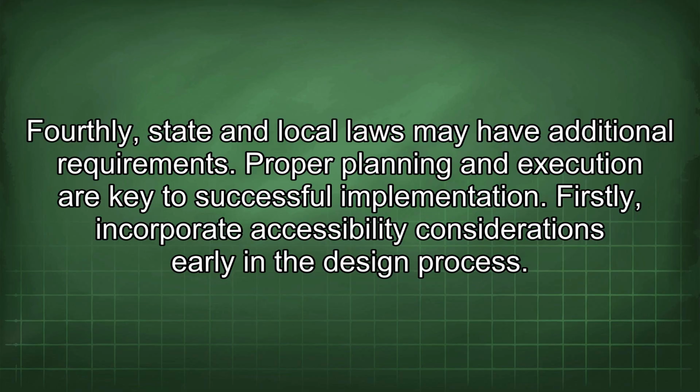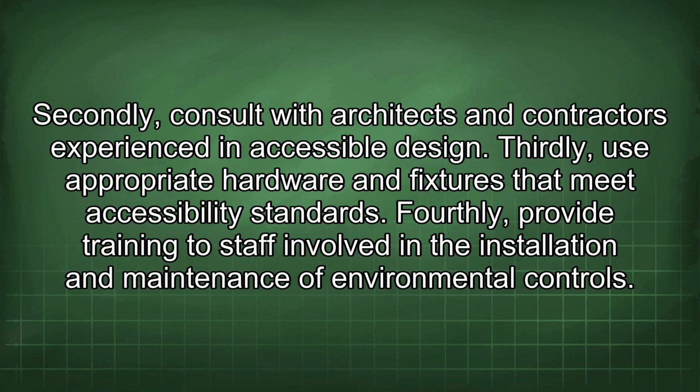Proper planning and execution are key to successful implementation. Firstly, incorporate accessibility considerations early in the design process. Secondly, consult with architects and contractors experienced in accessible design. Thirdly, use appropriate hardware and fixtures that meet accessibility standards. Fourthly, provide training to staff involved in the installation and maintenance of environmental controls.